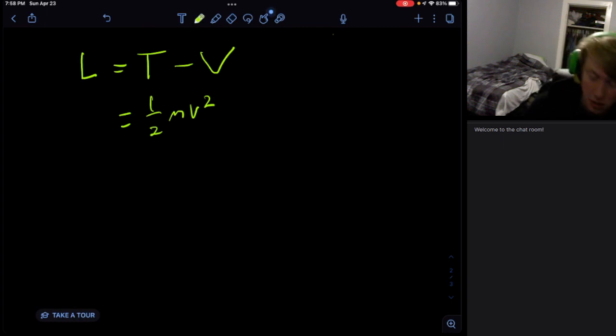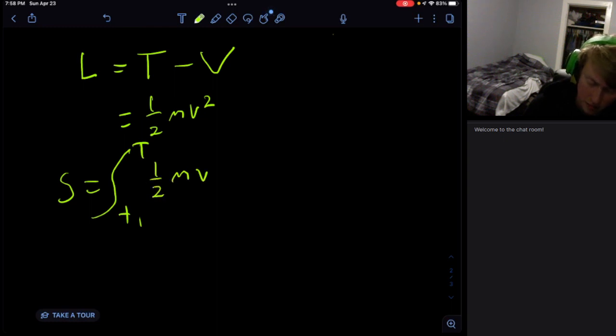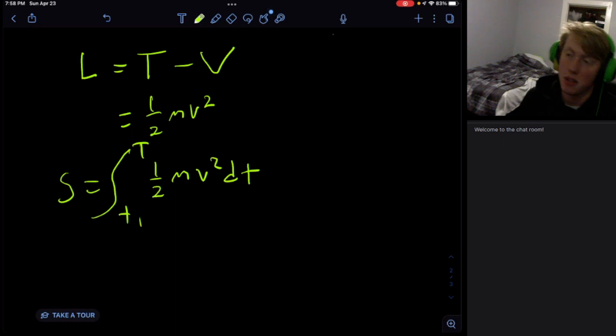So what I'll go ahead and do is plug that into my action integral, from t1 to t, of 1/2 m v squared dt. I guess we'll use a little t here, to keep it distinct from our final t, which is the t we select, and the t we're integrating over. Okay, so now we have this integral. We're supposed to minimize this action quantity, right? How do we do that? How do we minimize action?